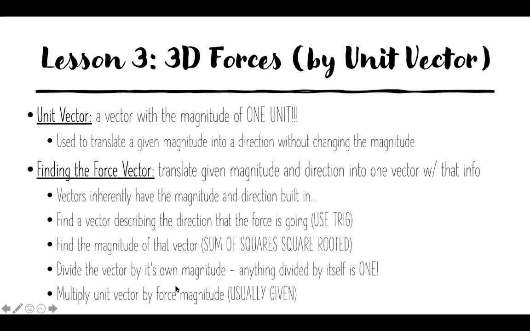And then you find the unit vector by dividing the vector that you found for the direction by its own magnitude, because anything divided by itself is 1, right? So that's how you would get the magnitude of the unit vector to equal 1. You just pick a vector, divide it by its own magnitude. And then lastly, you're going to multiply that unit vector by the force it's given, because if you multiply the magnitude of the force by something with the magnitude of 1, you're not changing the magnitude of that force.